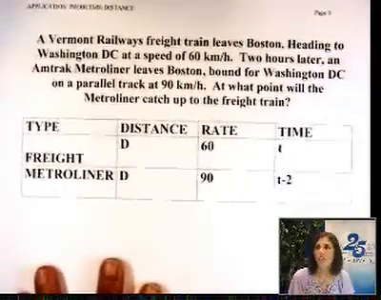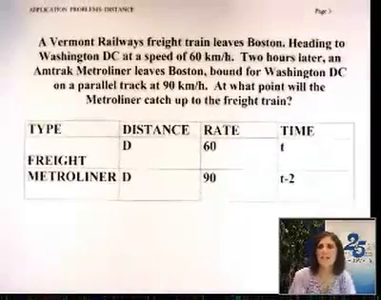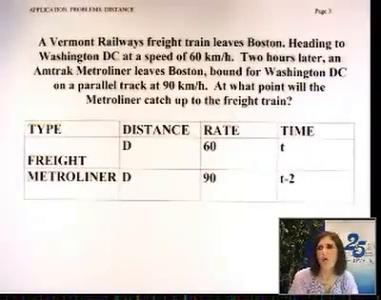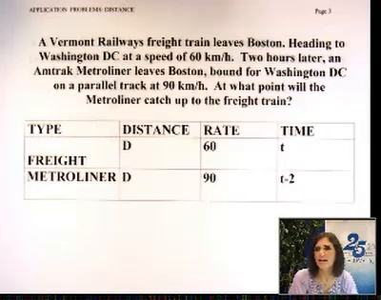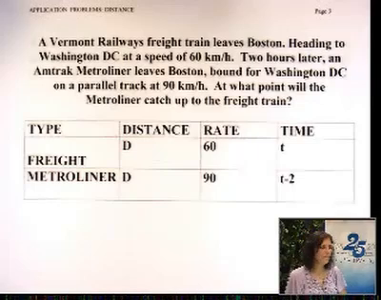A Vermont Railway freight train leaves Boston, heading to Washington, D.C. at a speed of 60 kilometers per hour. 2 hours later, an Amtrak leaves Boston, bound for Washington, on a parallel track at 90 miles per hour. At what point will the Metroliner catch up to the freight train? Okay, so let's look at that.